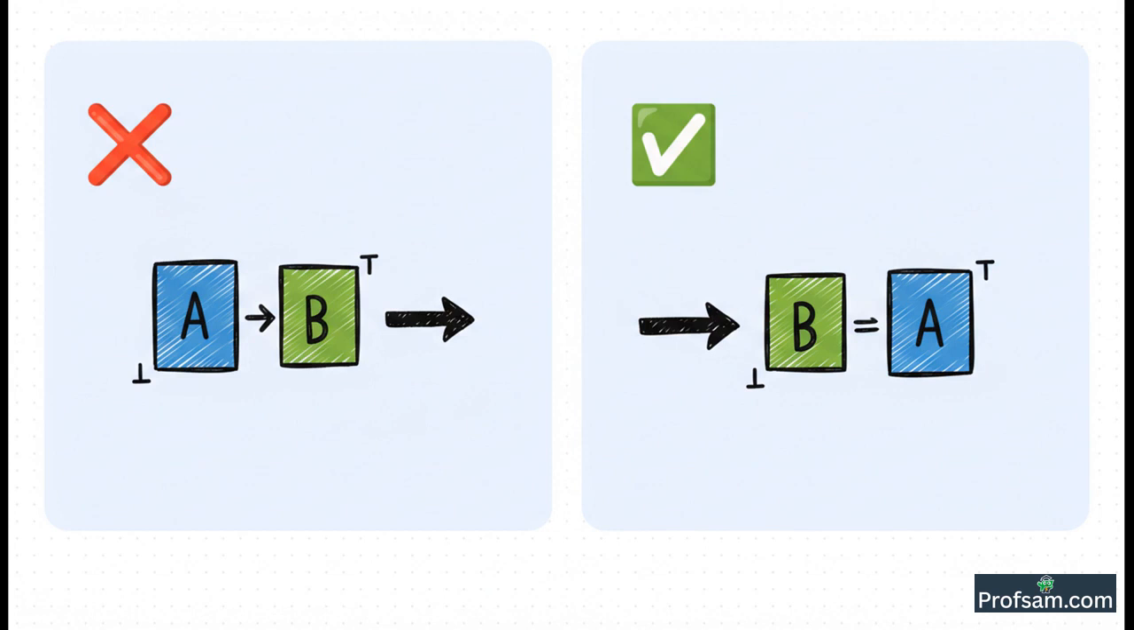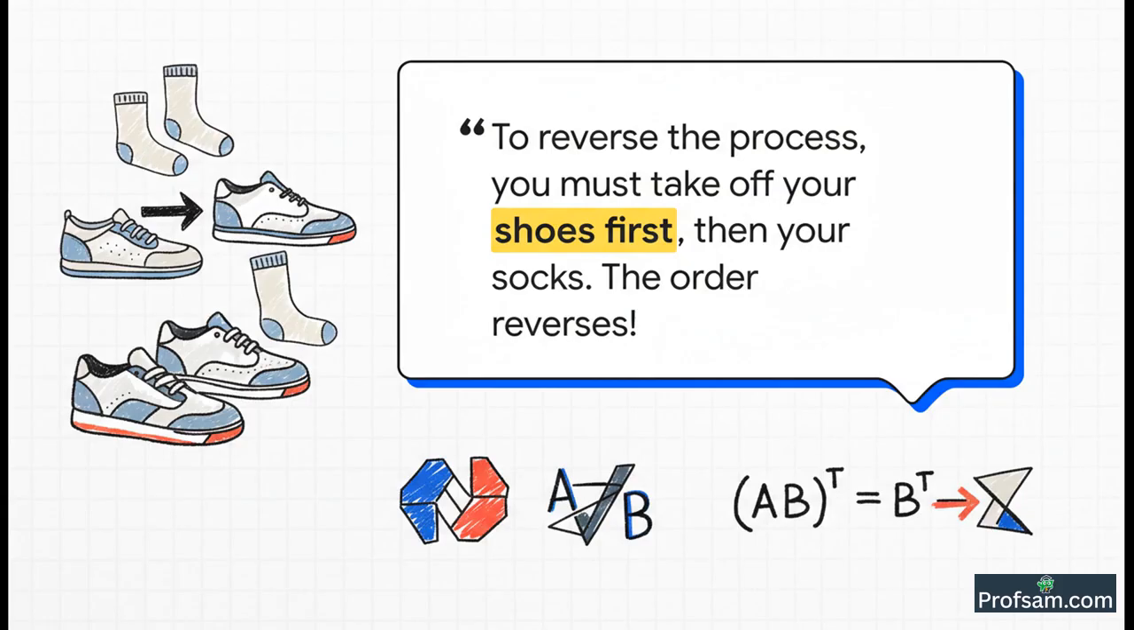The correct rule is that the order reverses. The transpose of AB is actually B transpose multiplied by A transpose. The second matrix comes first. Here's the best way to remember this forever.